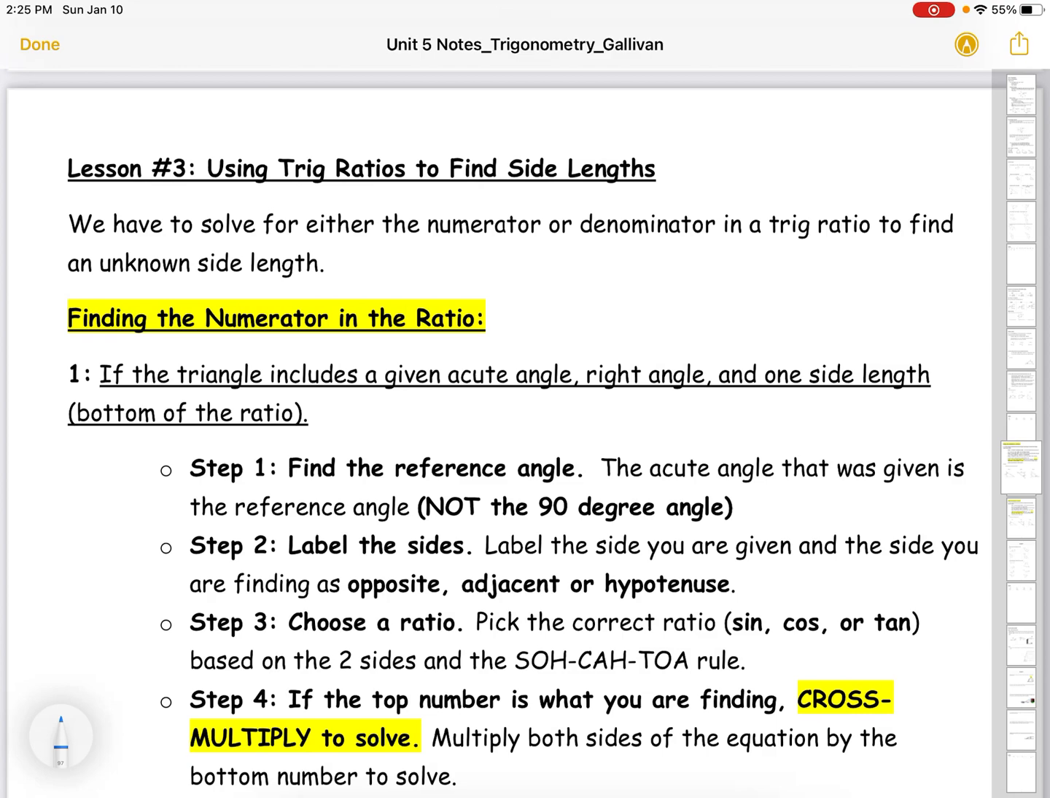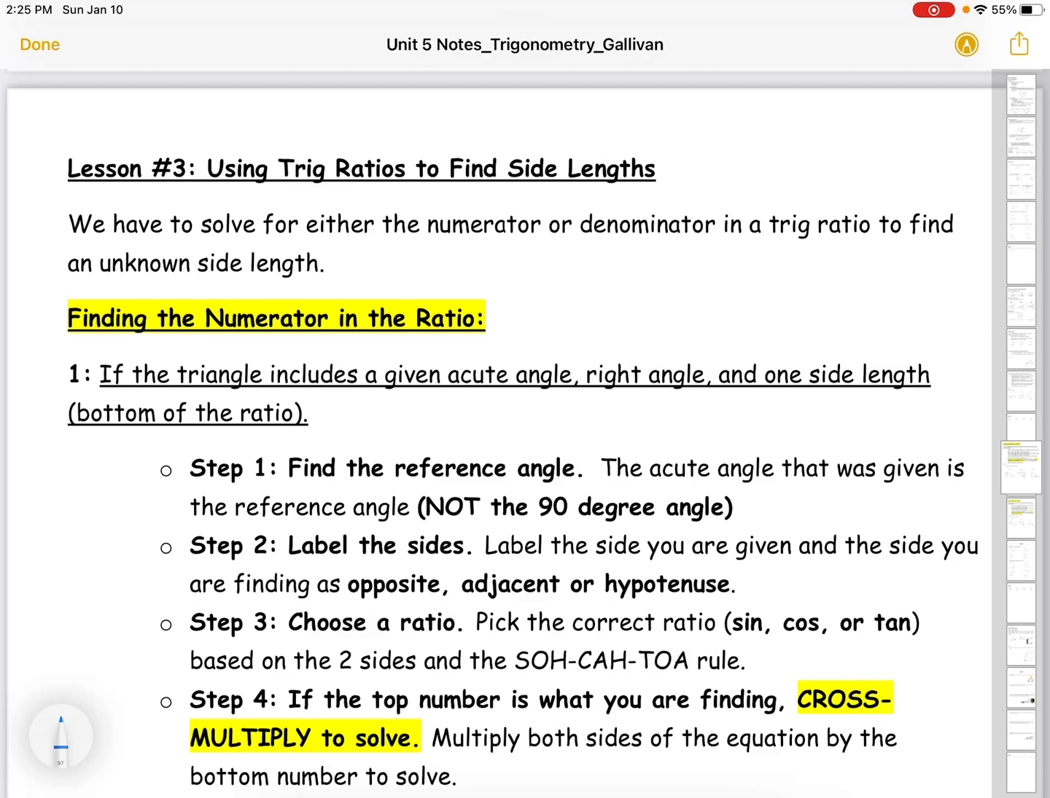All right, so lesson 3. So far we reviewed how to use the Pythagorean theorem. We've labeled triangles. We've used that knowledge of labeling to find missing angles in triangles. We also use the angle sum rule. And today we're going to use our trig ratios to find side lengths.